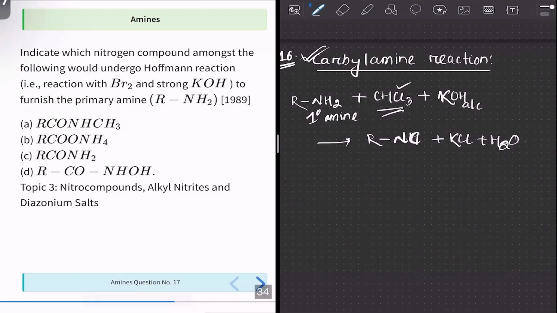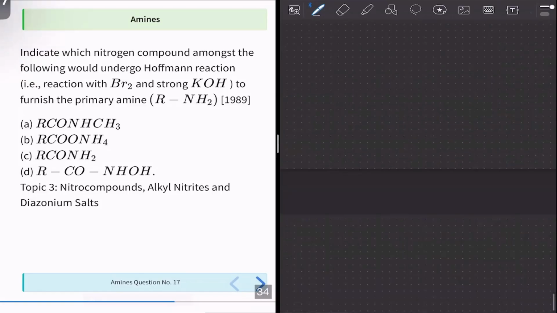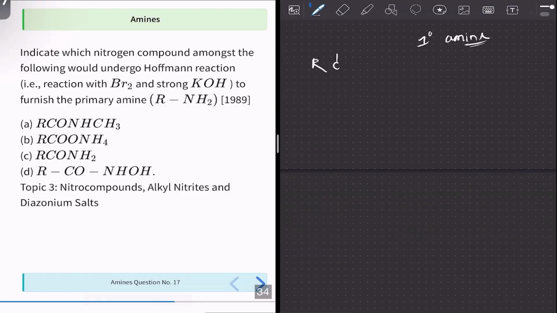Indicate which nitrogen compound amongst the following would undergo the Hoffmann bromamide reaction to furnish a primary amine. Okay, we need to produce a primary amine, so what will be the reactant? Let's take the first reactant, RCONH3. Here the Hoffmann bromamide reaction won't proceed. The second option will also not proceed. The third option is RCONH2.